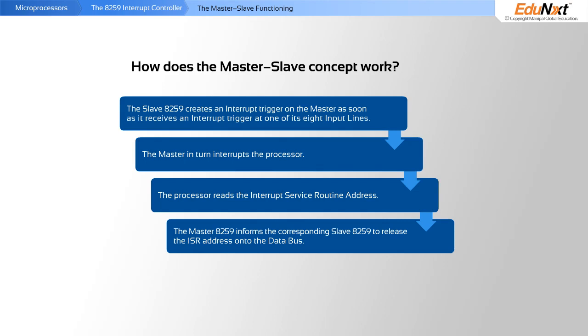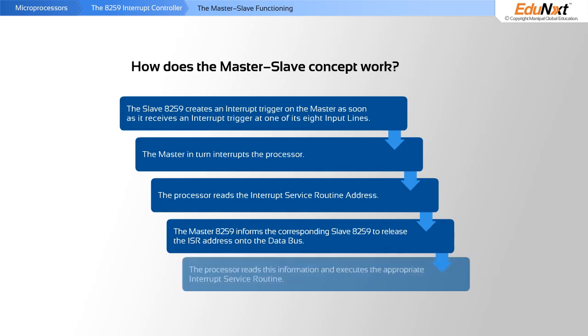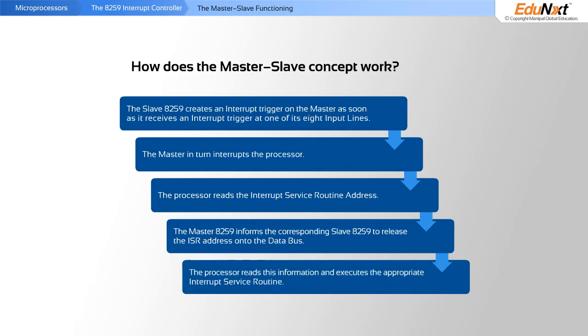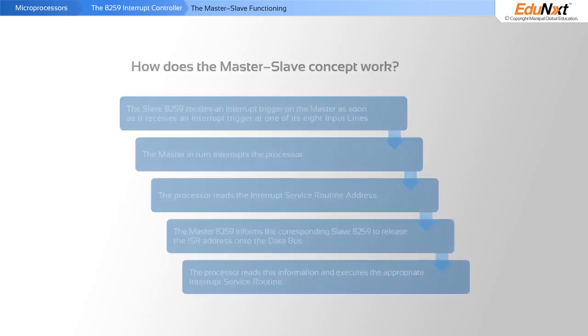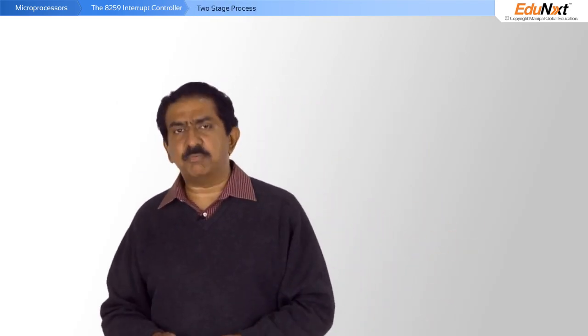So the ISR comes from the slave devices but under the control of the master 8259. The processor reads this information and executes the appropriate interrupt service routine. How do you do all of this, right? So I said this is a programmable interrupt controller. What are the kinds of programming that you can do?